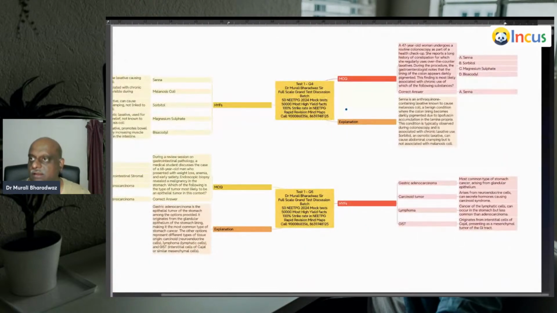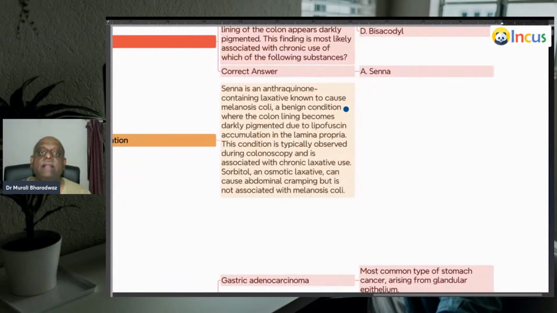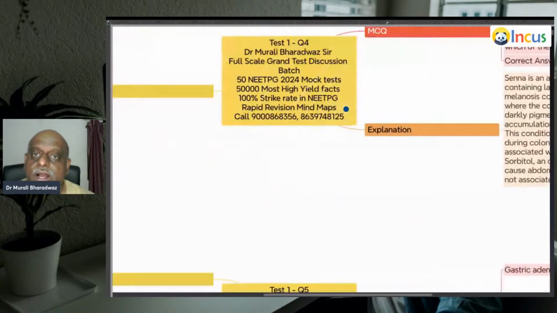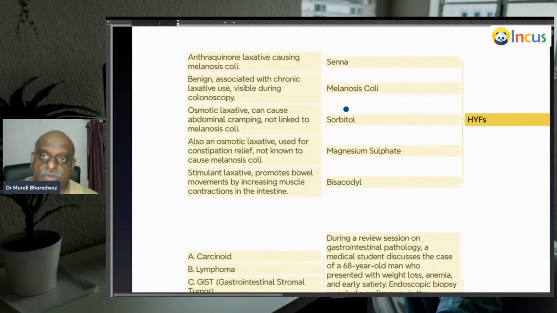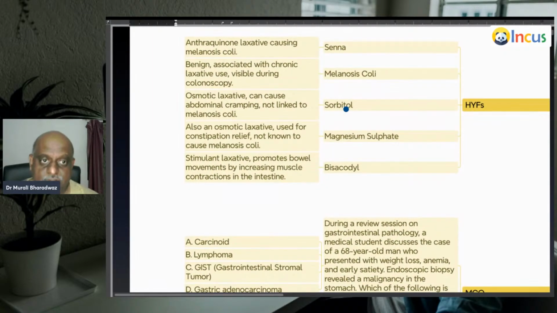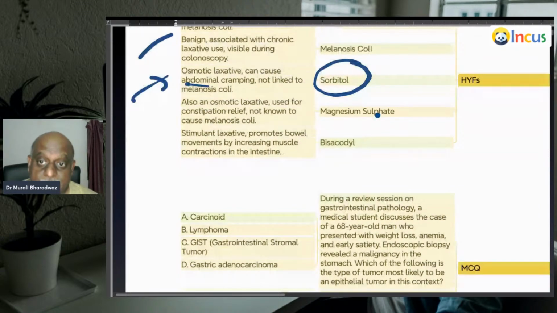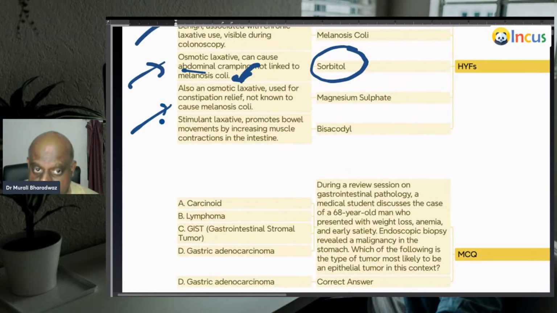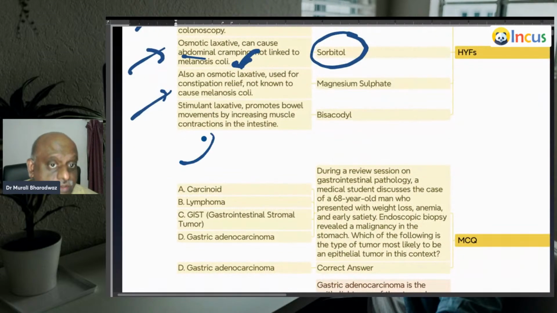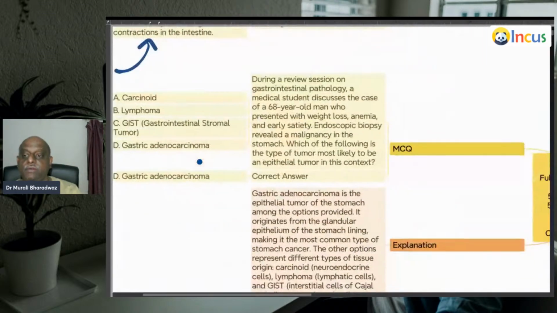Senna is an anthraquinone-containing laxative known to lead to melanosis coli, is what you need to remember. So Senna, anthraquinone laxative, and sorbitol, osmotic laxative, can cause abdominal cramping. Magnesium sulfate is also an osmotic laxative used for constipation relief. Bisacodyl is a stimulant laxative that promotes the bowel movements, is what you need to remember.